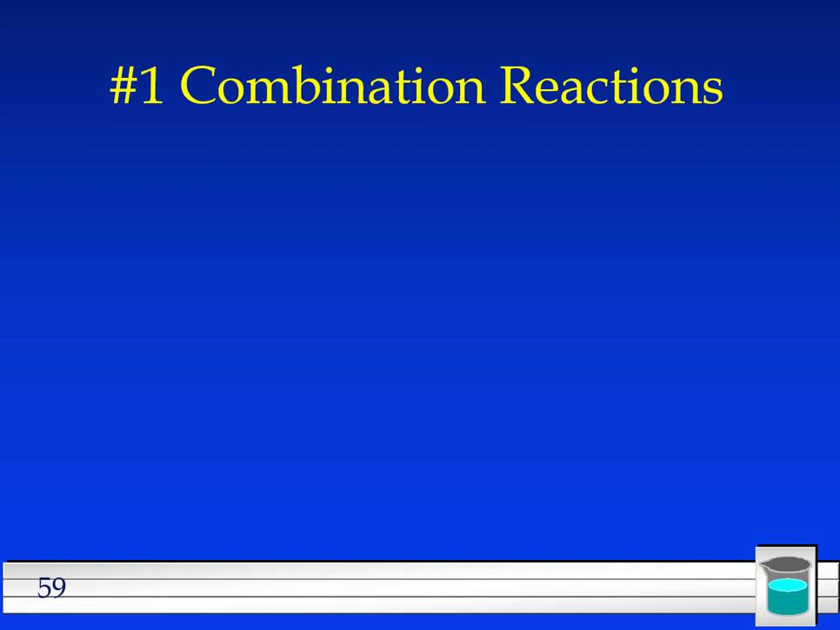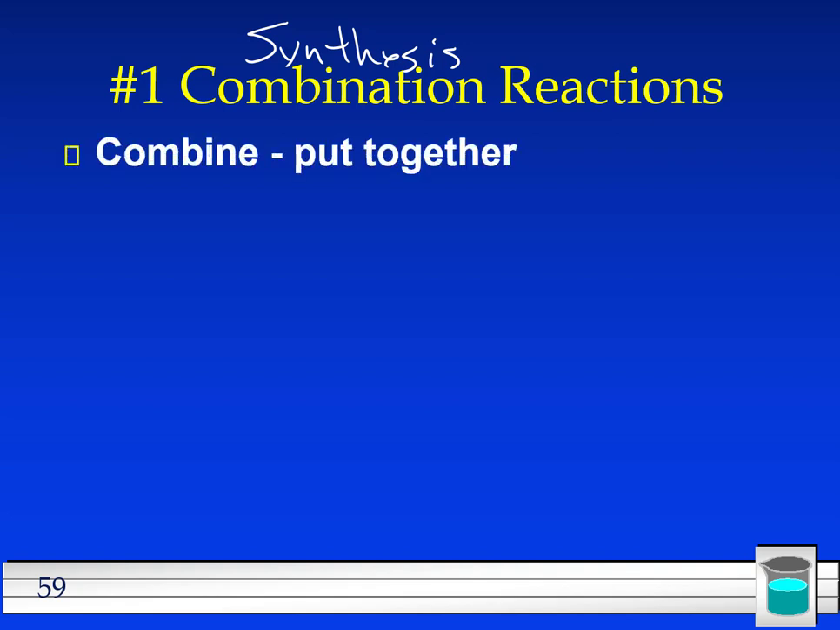Type number 1 is called a combination reaction. What would you think happens in a combination reaction? Things combine. Okay. Another name for this, I think your book uses it occasionally, is synthesis. Because both combination and synthesis have the same meaning in one key concept, and that is you put things together. Synthesis means to take all the information. Synthesize something means to take what you have and put it together in a new way.